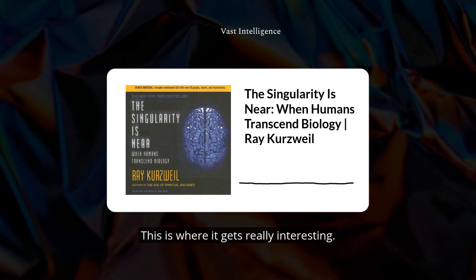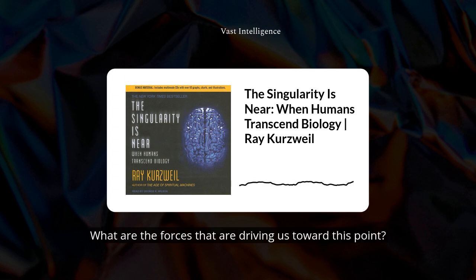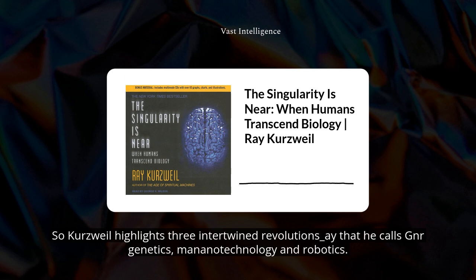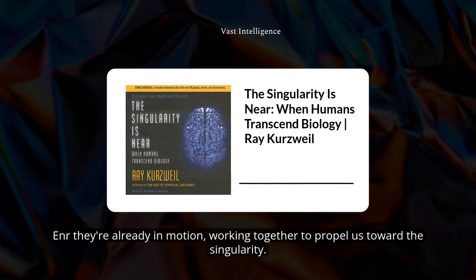This is where it gets really interesting. How does he see that fusion happening? What are the forces that are driving us toward this point? So Kurzweil highlights 3 intertwined revolutions that he calls GNR: genetics, nanotechnology, and robotics. They're already in motion, working together to propel us toward the singularity.